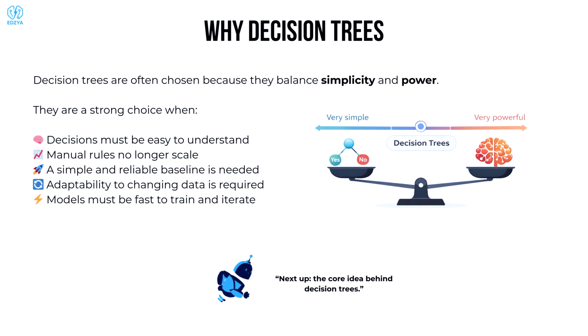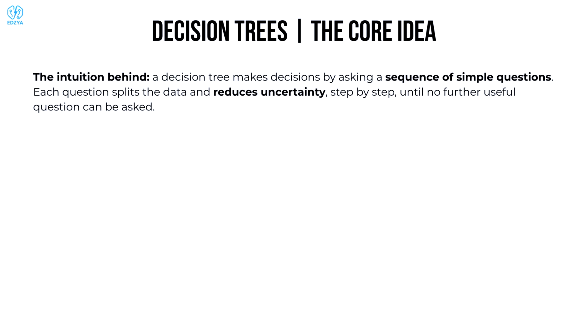So let's look at the core idea behind how decision trees actually work. At its core, a decision tree makes decisions by asking a sequence of simple questions. Each question splits the data and reduces uncertainty, step by step. The process continues until no further question brings useful information.